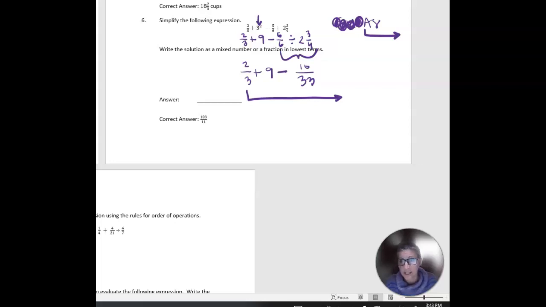103/11. It says write it as a mixed number or fraction. If you want it as a mixed number, it would be 9 4/11. So either one of these, because it says mixed number or fraction. 11 times 9 is 99, plus 4 is 103. So you can write it in either way here. Hawks is very particular. Just make sure you read what they're asking for.